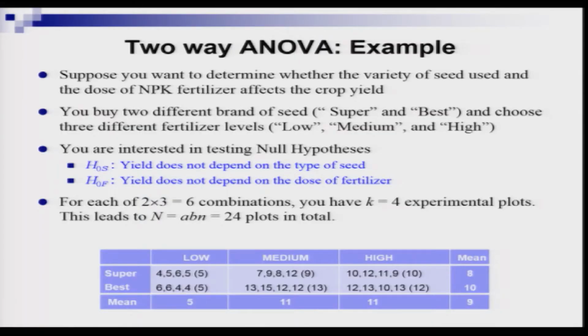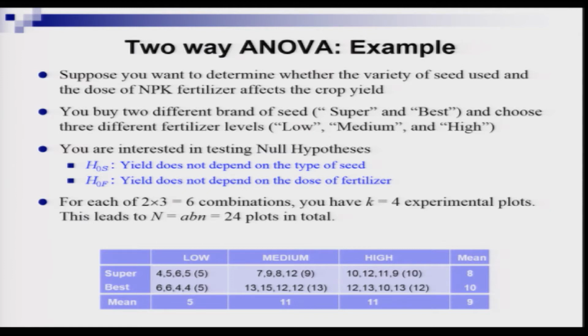Now, with this experimental setup we got some crop yields from our experimental plots. These are basically our sample observations. Let us now see what we can do with this crop yield data from experimental plots. If we have decided on 4 experimental plots per combination, then we are going to have a total of 24 plots. Here you see A is the number of categories for factor A, which is seed. So, that is 2.